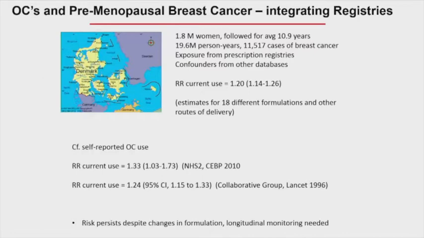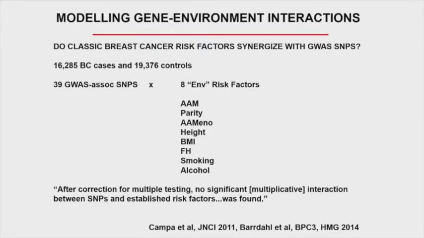Relative risk of 1.2-ish. Here's the data from the Nurses' Health Study. This was mainly second generation and starting to be third generation hormones. 1.3, 1.2 for the current third generation oral contraceptives. The point here is that we need to be monitoring these things, and once we have an association, it's important to see if it persists. There was a lot of hope that the more recent contraceptives would not be associated with risk of breast cancer, but it turns out that they are.